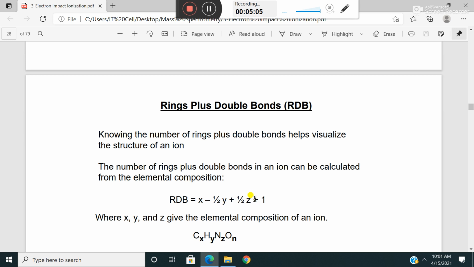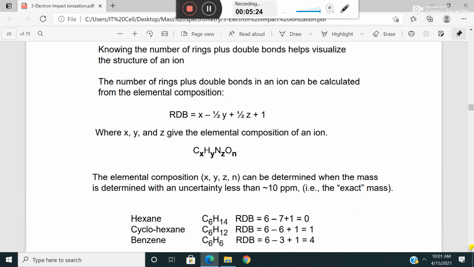So you can apply this formula to calculate how many rings or double bonds there are. This is another way, called the formula for the degree of unsaturation. Unsaturation might be because of rings or because of double bonds. You can do this just by putting in various values. For instance, I am calculating for this one.